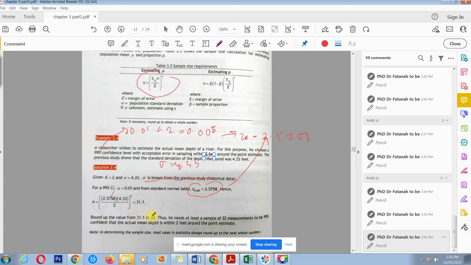So we round up the value from 31.1 to 32. Thus he needs at least a sample of 32 measurements for a 99% confidence interval. So this is the process of how to find a good sample size based on the confidence interval that we want to choose. If we choose a 95% confidence interval, the sample size would be different, because the Z value here is different.